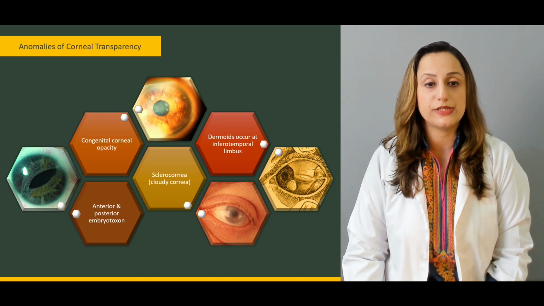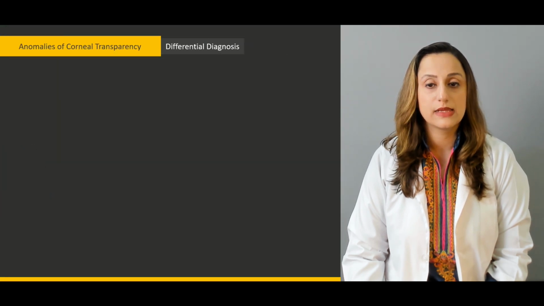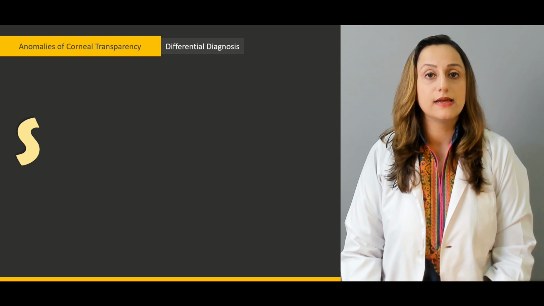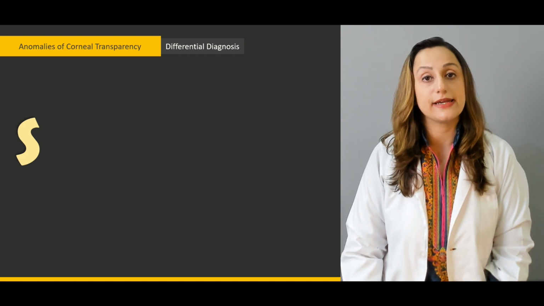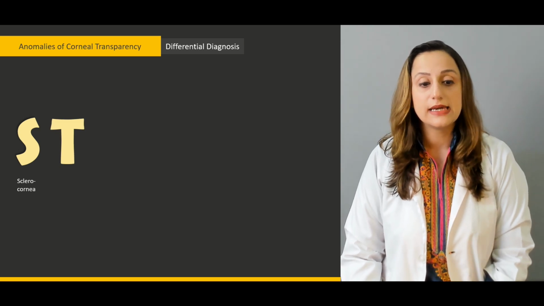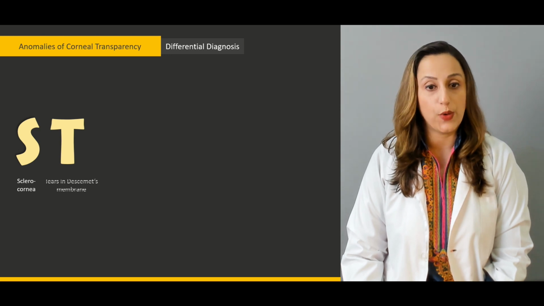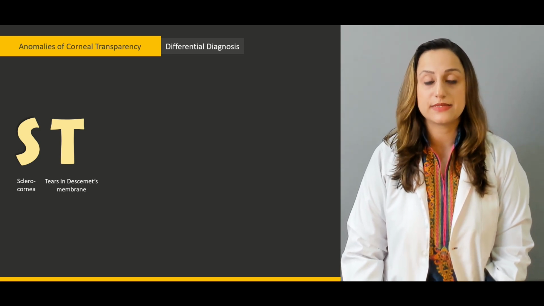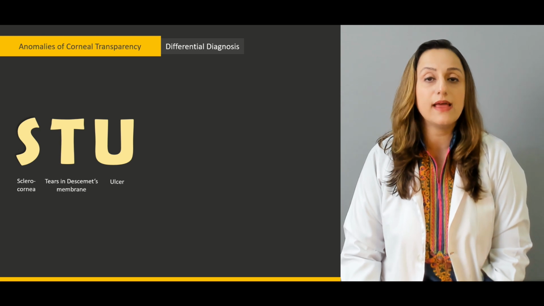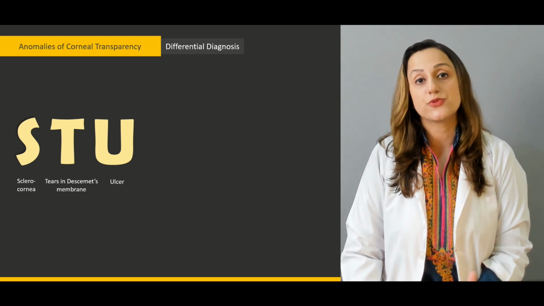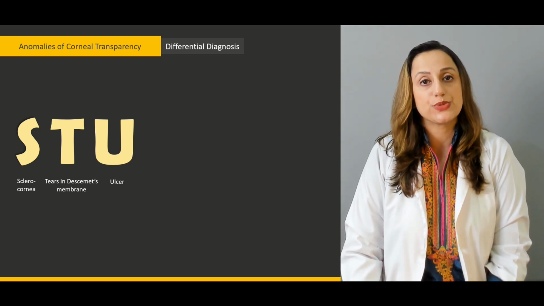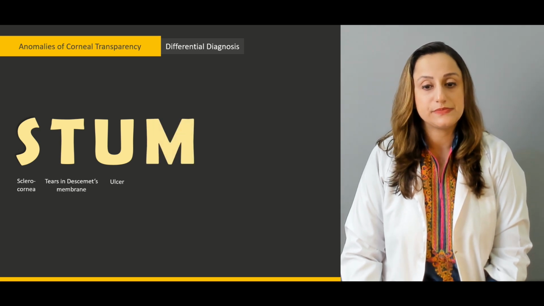This opacity of the cornea is usually found. The differential diagnosis is quite interesting. Whenever you come across this cloudiness of the cornea, what are the differential diagnoses? It usually has the mnemonic STUMPED. The S stands for sclerocornea. The T stands for tears in the Descemet's membrane. We have the U, which stands for ulceration. So we can have keratitis, which finally results in ulceration of the cornea, and that would again result in haziness of the cornea, which is also regarded as cloudiness of the cornea.